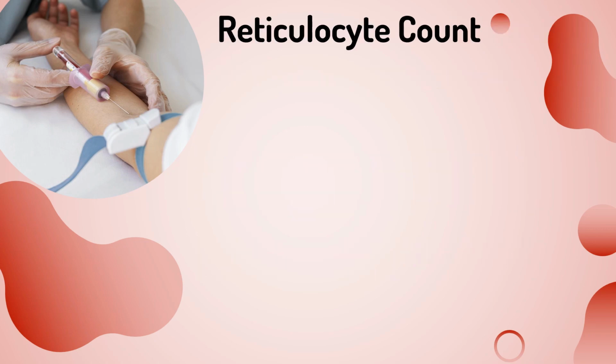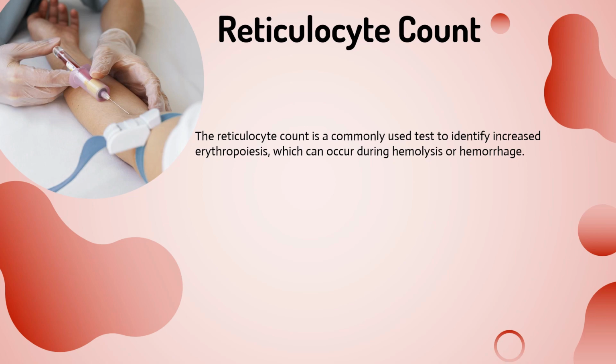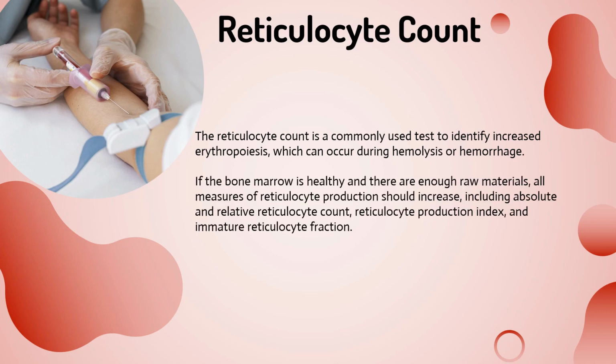Reticulocyte count. The reticulocyte count is a commonly used test to identify increased erythropoiesis, which can occur during hemolysis or hemorrhage. If the bone marrow is healthy and there are enough raw materials, all measures of reticulocyte production should increase, including absolute and relative reticulocyte count, reticulocyte production index, and immature reticulocyte fraction.